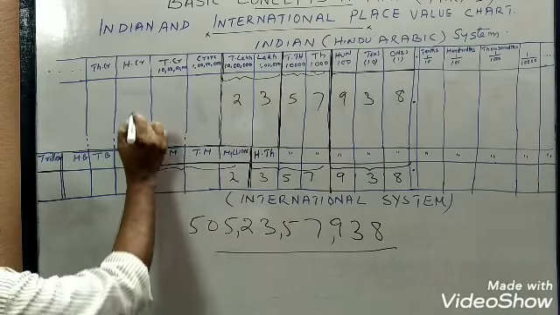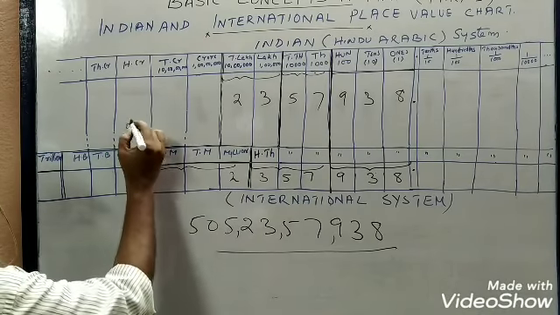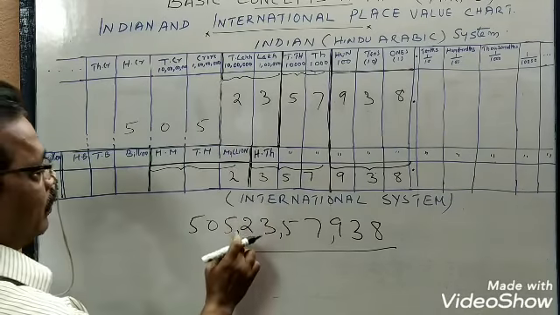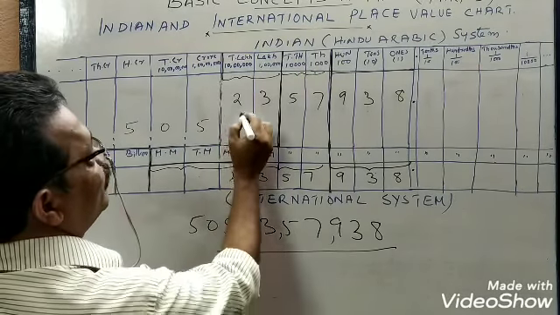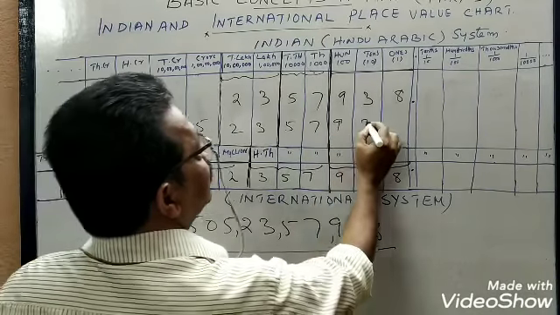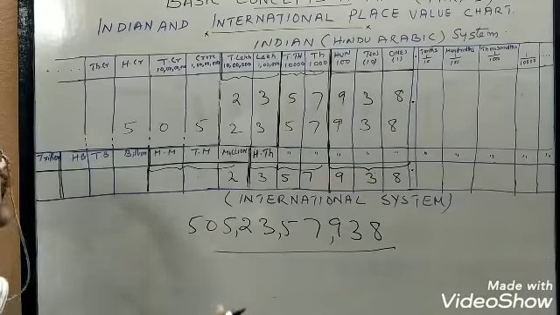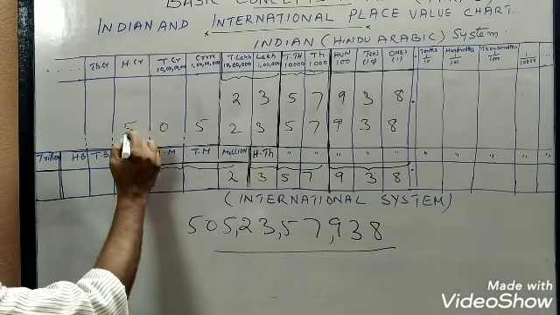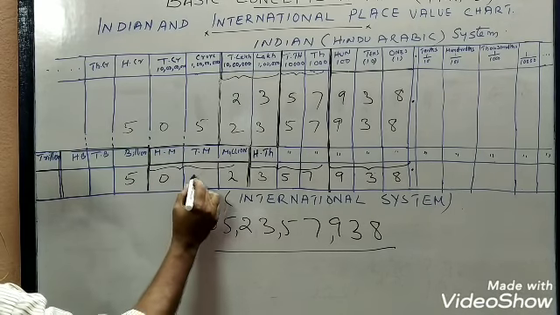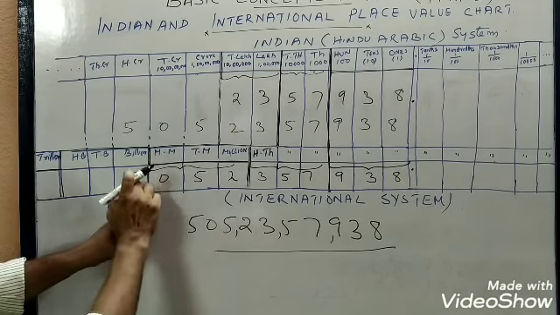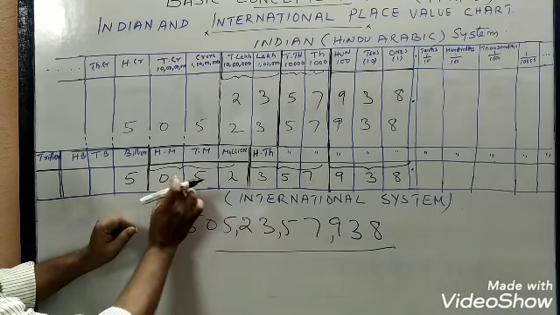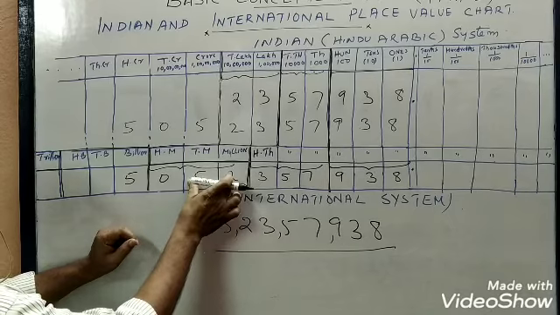505 crore. Then 23 lakh, same thing, 57,938. Or if it is in the international system, how will it come? 5 will come here, 5 billion, then 0, 5. It will become 5 billion 52 million. This is 0, so we will read 052 as 52. 52 million.